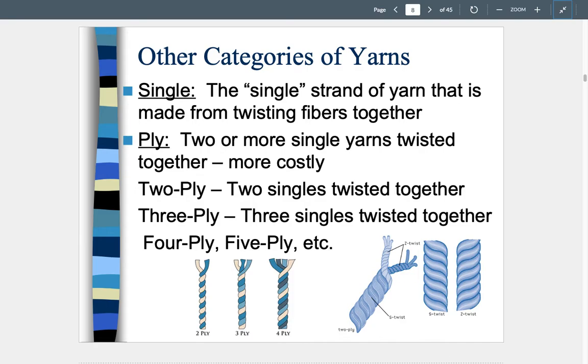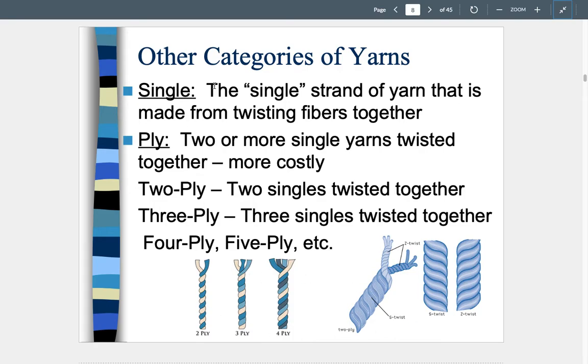So if you look down here at this picture, none of these are single plies. They're all multiple plies. This one yarn right here, this one white, would be considered a single. But all of these down here at the bottom are made up of plies.